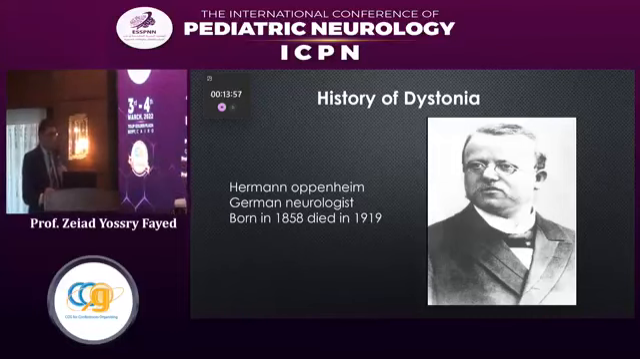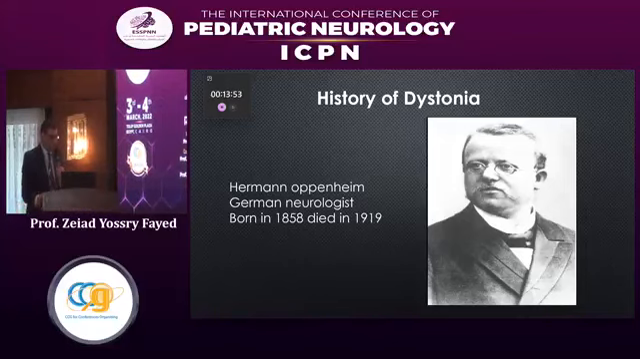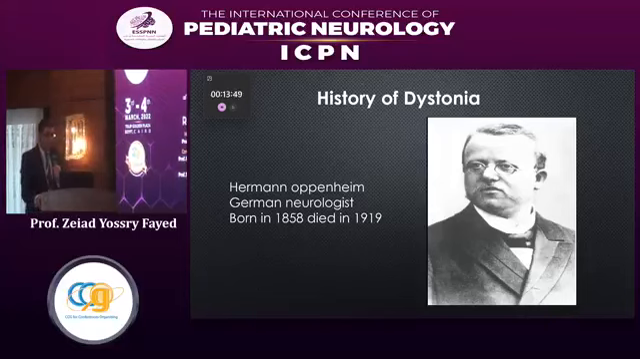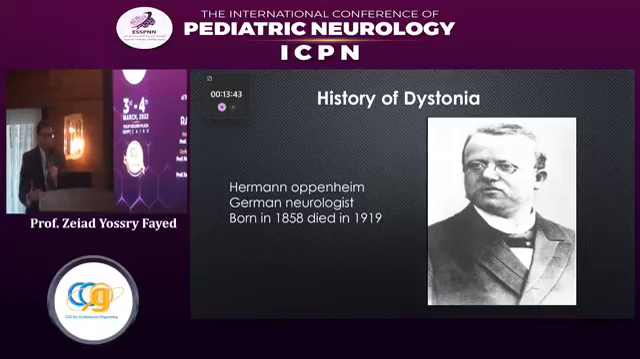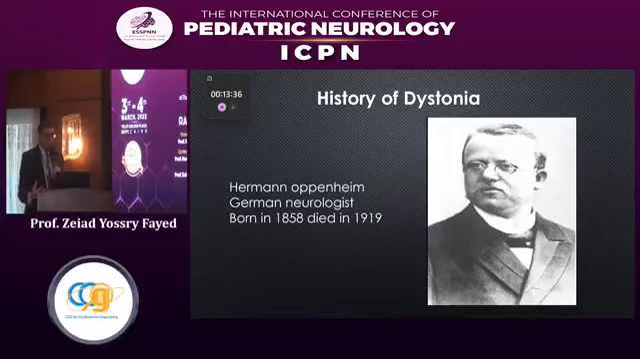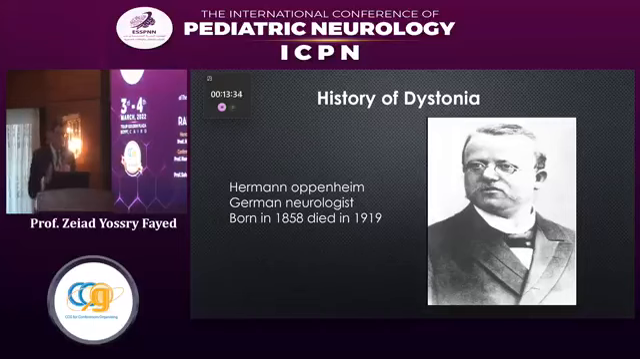The term dystonia was coined by Professor Hermann Oppenheim, a German neurologist born in 1858 and died in 1919. In the year 1911, he described and introduced the term dystonia for a group of 4 patients who had the symptoms of dystonia. And since then, we are using the term dystonia up till now.